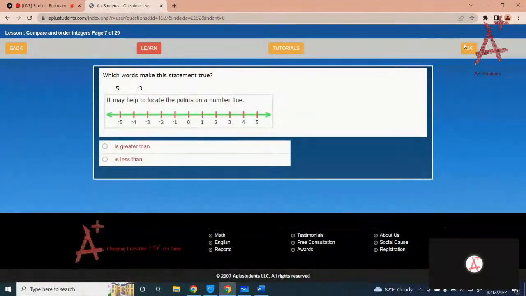Okay, which words make the statement true? Negative 5 and negative 3. Yes, negative 5 is less than negative 3. Got it?